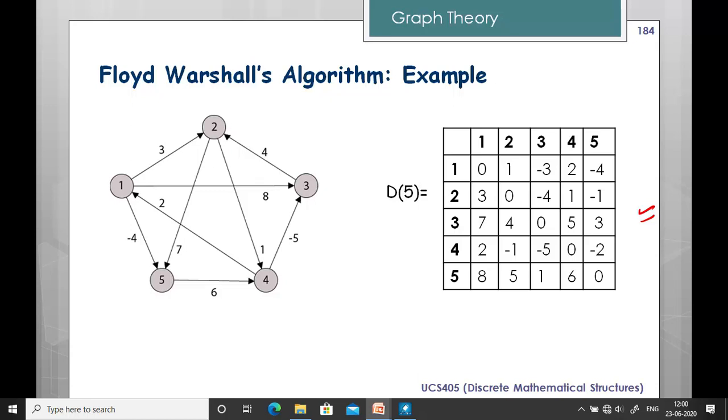1 to 1 answer is 0, 1 to 2 is 1, 1 to 3 is minus 3, 1 to 4 is 2, 1 to 5 is minus 4. In this way we are going to calculate the shortest path between every pair of vertices in a graph. That's all about this Floyd-Warshall algorithm. Thank you very much.